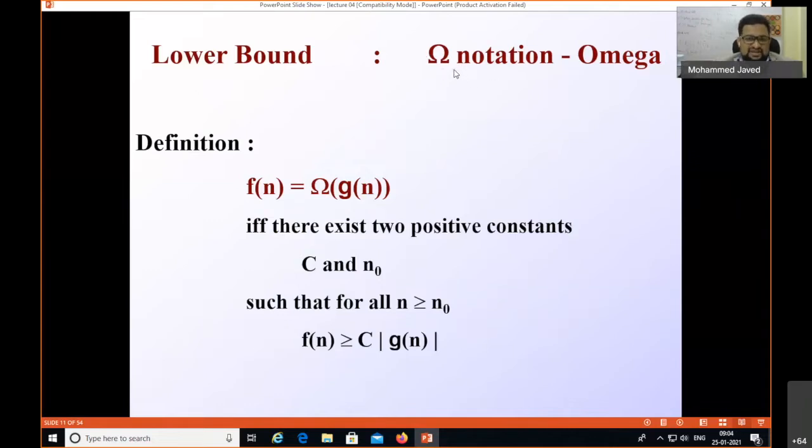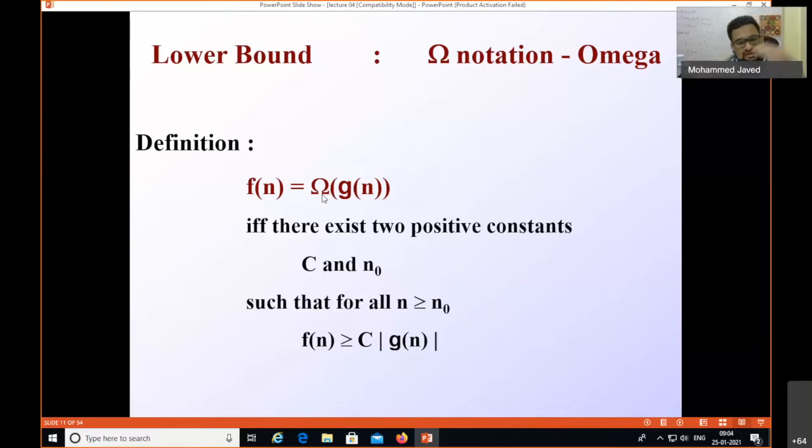We say the best case. Okay, this is the uppercase omega. Definition is f of n is equal to omega of g of n. When we say f of n is equal to omega of g of n, the running time complexity f of n of the actual algorithm will be greater than g of n, right? Will be greater than g of n, because this is the best case time complexity, right?